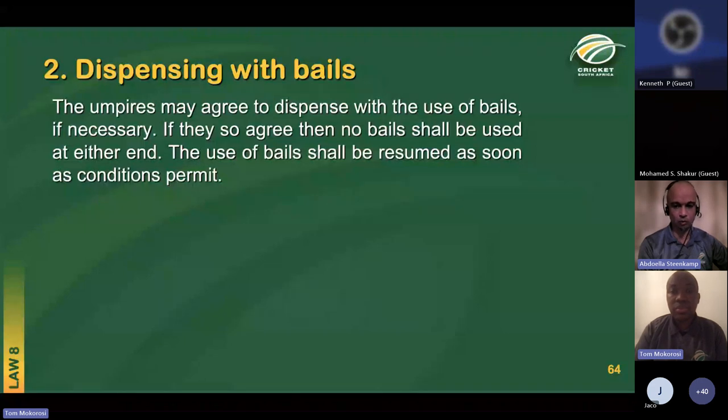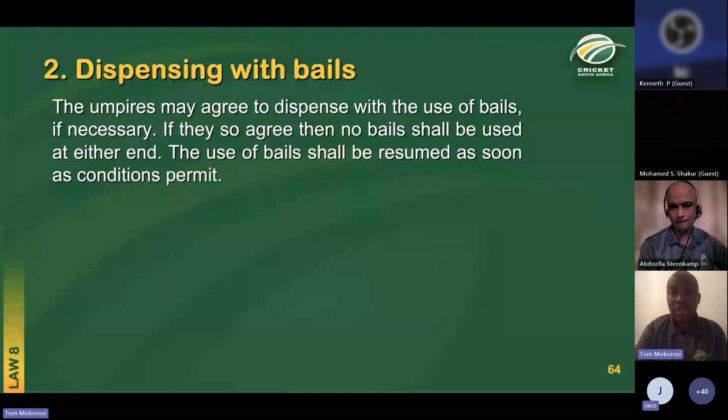As soon as those bails fall off, the striker's end umpire is in a better position. There's nothing stopping the bowler's end umpire from calling it, but the striker's end umpire is in a better position. Whether it's one or two bails that fall off, either umpire needs to immediately call and signal dead ball. That ball will then have to be rebuilt as soon as those bails fall off.